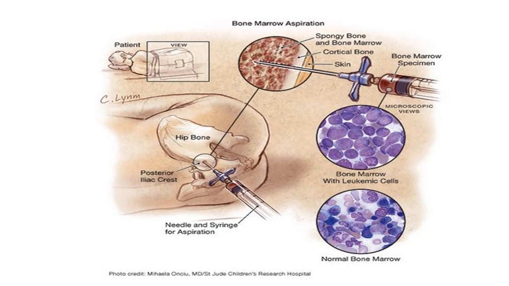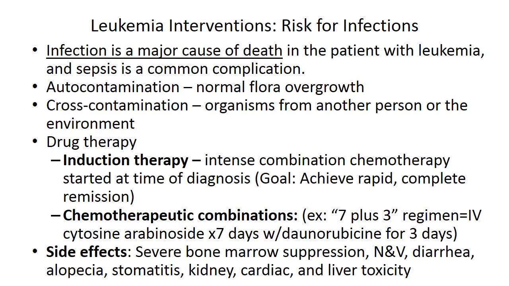And when they look at these under a microscope, you can see the differences between normal bone marrow appearance and bone marrow with leukemic cells. The leukemic cells look much larger. They are very differentiated from a normal bone marrow appearance.